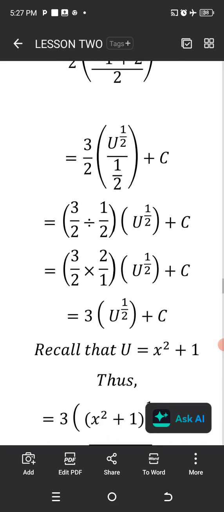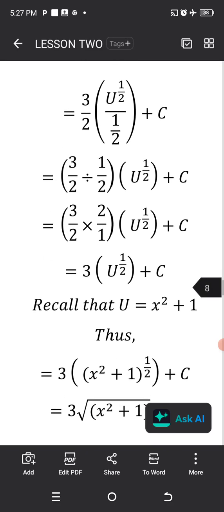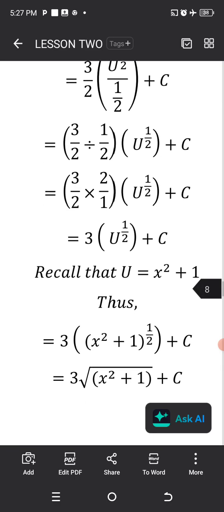So you collect the like terms, actually you multiply the constant numbers by each other. So 3 all over 2 divided by 1 over 2, which we eventually have as 3 all over 2 multiplied by 2 over 1, from your knowledge of division and multiplication. So we eventually have 3 into parentheses u raised to power half plus c.